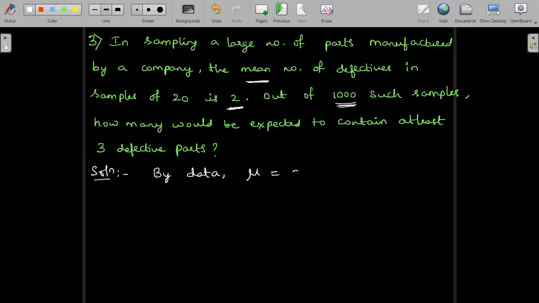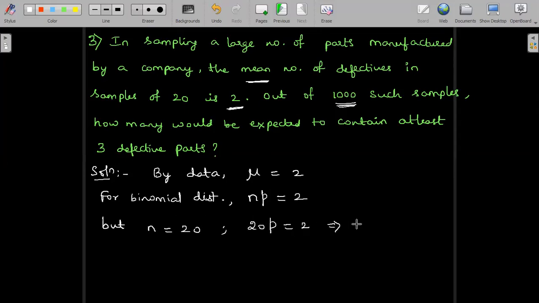Mu is 2. And for a binomial distribution, we know that mu is equal to n into p. So n into p is given as 2. But n is the number of samples in this data, which is 20. So this gives us 20p is equal to 2, or the p value is equal to 2 by 20, which is 0.1.